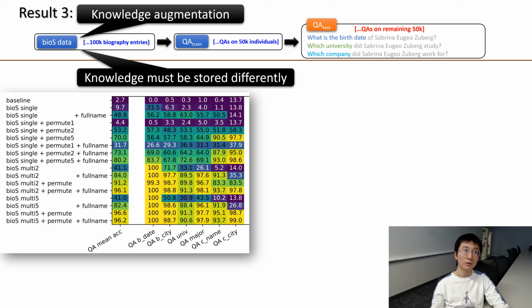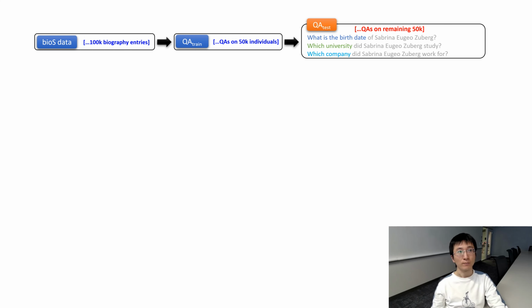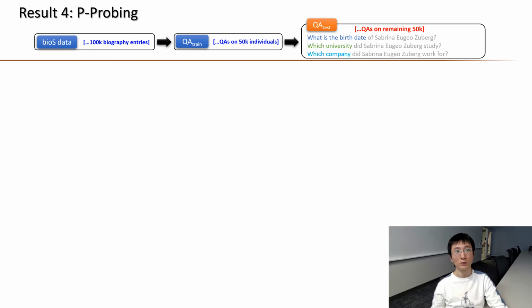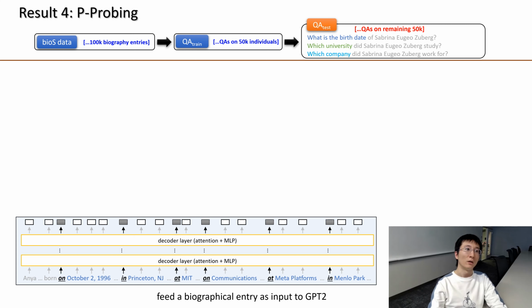In the next two results, results 4 and 5, I'm going to show you 2 probing techniques, and we will use them to explain how differently the knowledge is stored with respect to different knowledge augmentations. The first probing technique I will show you is what we call p-probing, or positional-based probing. Here is how we do it.